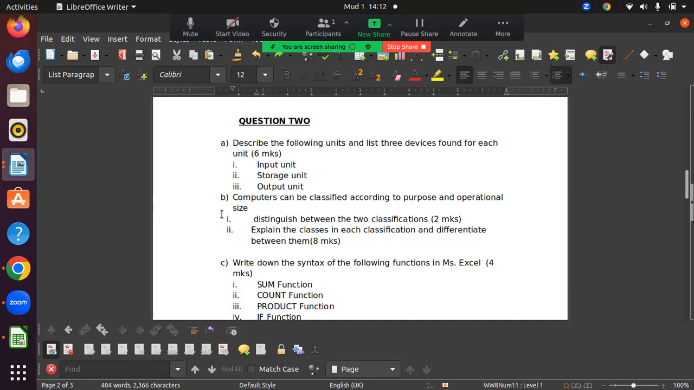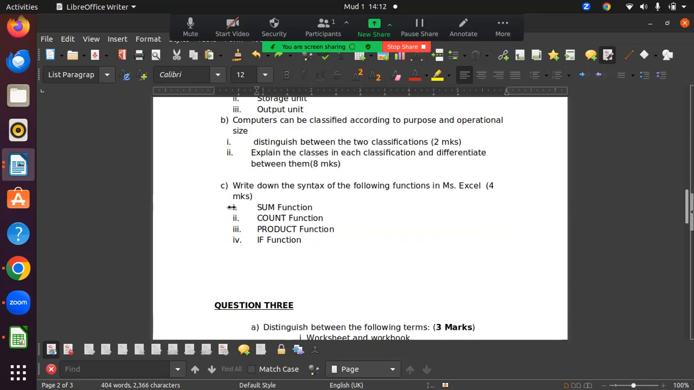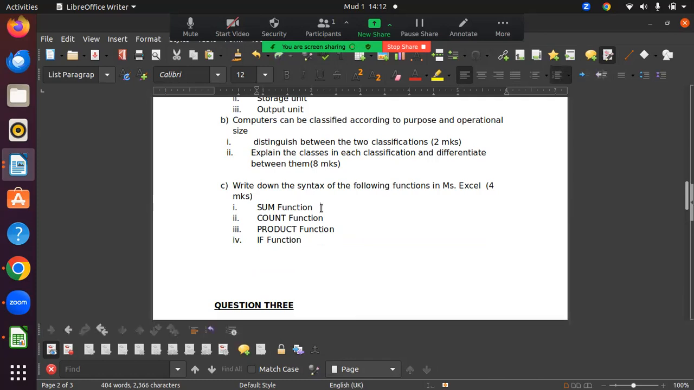Write down the syntax of the following functions in MS Excel. The syntax, basically, we have sum, and then sum plus the values. Okay, it looks like that. That is the syntax. So this gets us the sum. This counts for us. This gets the product for us, and the if function. This is a bit longer, so I'd like to challenge you to get it.